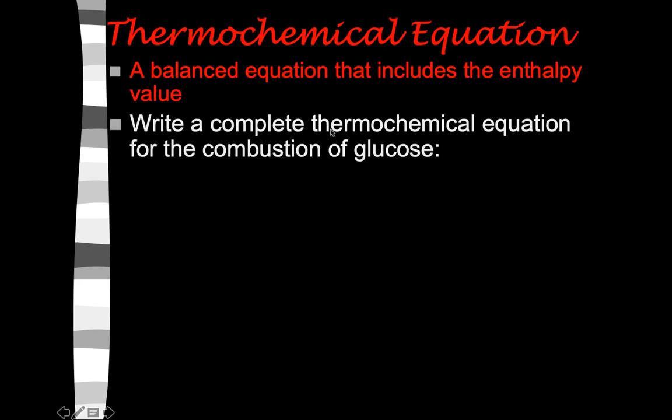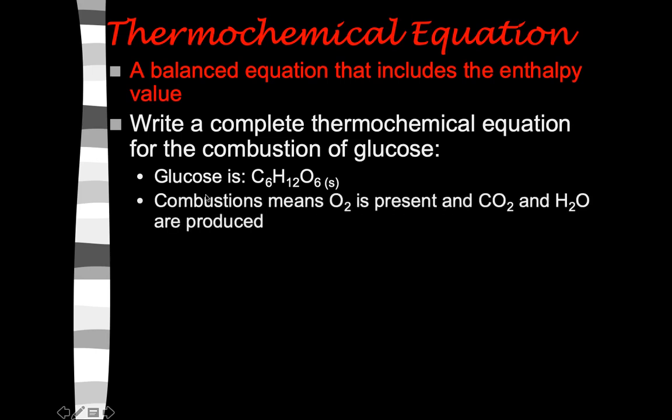So let's practice this. Let's do the complete combustion of glucose. Glucose is C6H12O6. It's a solid, a type of sugar. You might recognize this equation as photosynthesis. It's really the combustion of glucose, though in bio they just call it photosynthesis. Combustion means oxygen is present and CO2 and H2O are produced. Okay, so complete combustion of glucose.